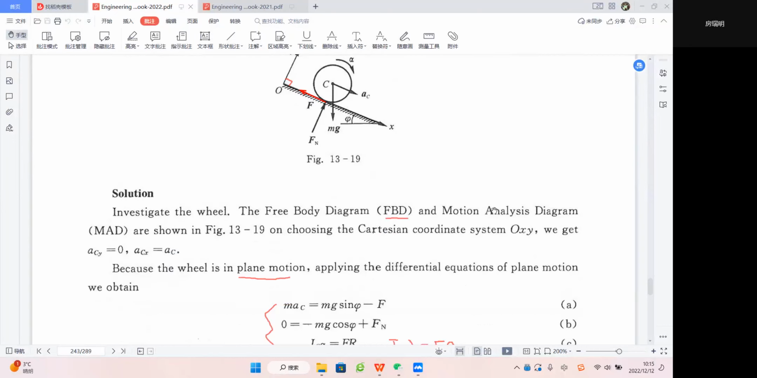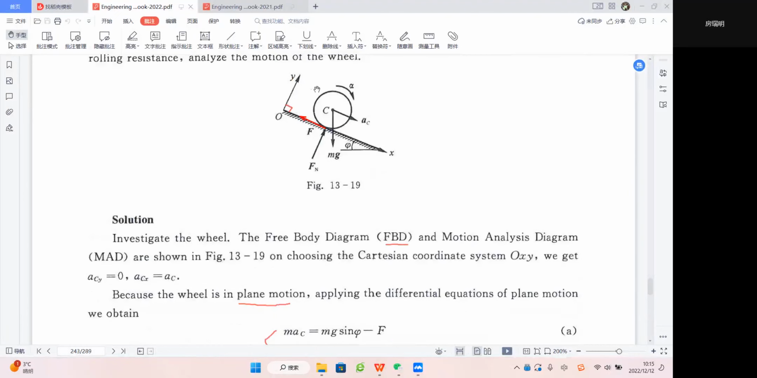And the motion analysis diagram, MAD, is also shown in this figure. So it's very easy to figure out the wheel will move from a high position of the slope to a lower position of the slope, and in this process it will also have a rotation, which is the typical plane motion, right?